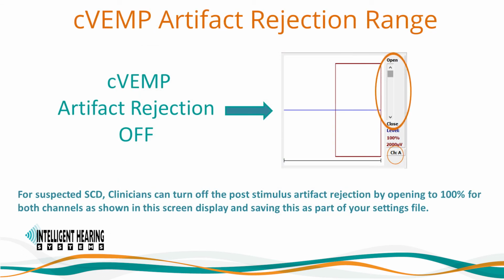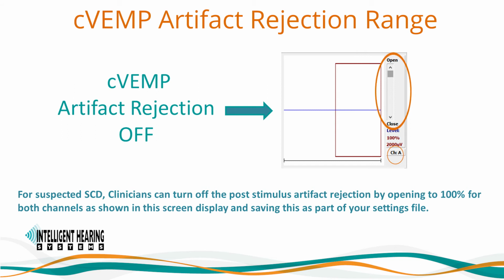Now, before starting to test, it is important that the artifact rejection range post-stimulus be set correctly. IHS default settings files have the artifact rejection set to 45% for each channel, but you may need to open that up to a higher percentage for cVEMPs. Some patients may require artifact rejections to be set at 70% or even 90% to reduce rejection and patient fatigue. Have the patient contract and view the EEG for the appropriate channel. Adjust the artifact rejection accordingly.